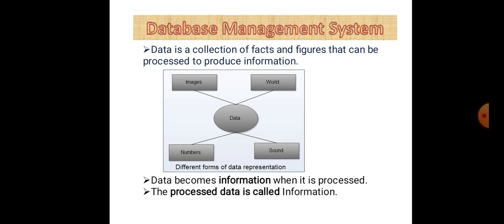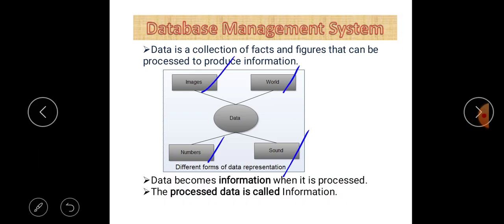So what is data? Data is a collection of facts and figures that can be processed to produce information. We already studied the definition of data and information in computer fundamental part, which is unit 1. So data is basically raw facts, figures and statistics which we insert into a computer system. So data may be image, it may be a word, any word, or numbers, or it may be a sound.